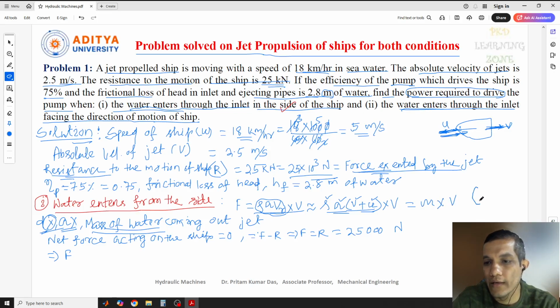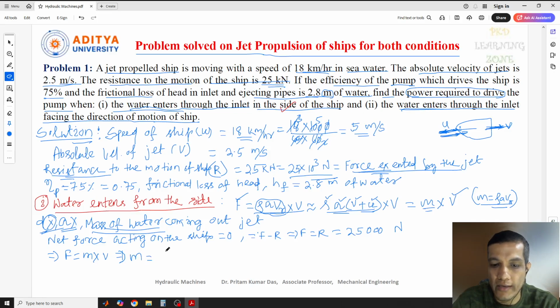M equal to rho A V R. So this is the terminology. I can put the value of rho A V R equal to M here, so that I can calculate the value of M, because force is given and velocity is also given. Now I can write force equal to M into V, so you can calculate the value of mass.